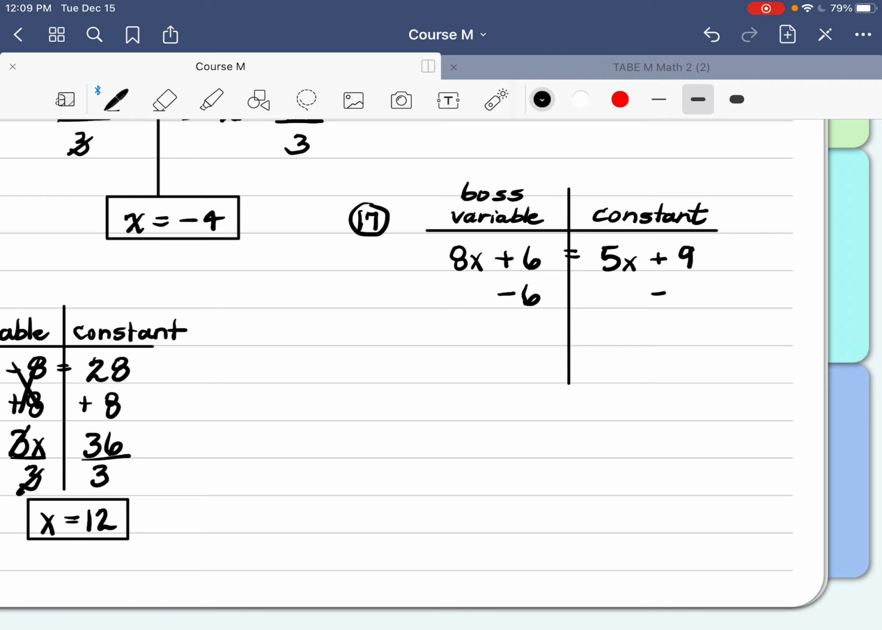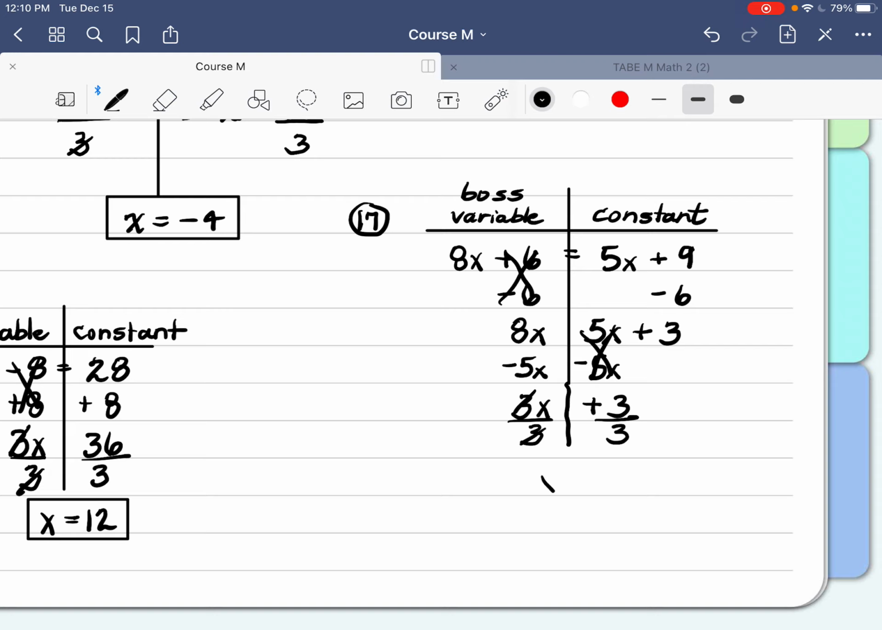I'll go ahead and move the 6. So I'm left with 8x, 5x, and plus 3. And then move the 5x. So we're left with 3x and the plus 3. Divide by the coefficient 3. And I'm left with x equals 1 for number 17.